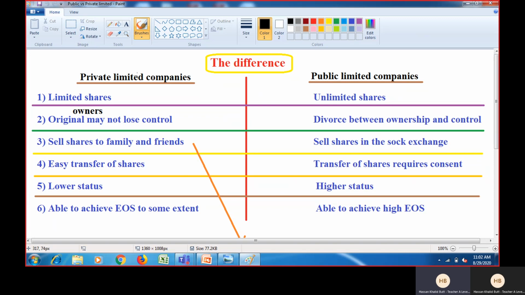So original owners are the people who actually start the company. Now, who is a registrar? A registrar is a government official who gets the names of companies registered. And registration is very important because once you get it registered, nobody else can use that brand name or the name of the company, right?